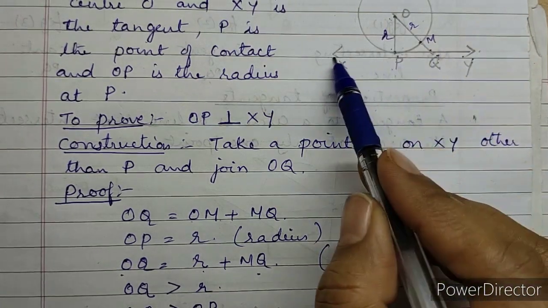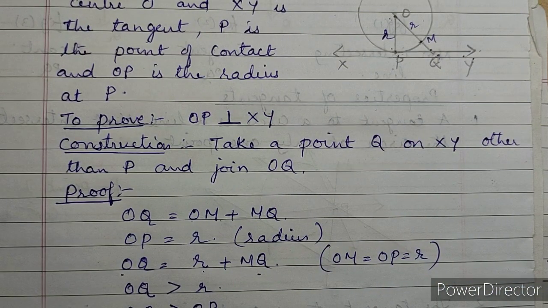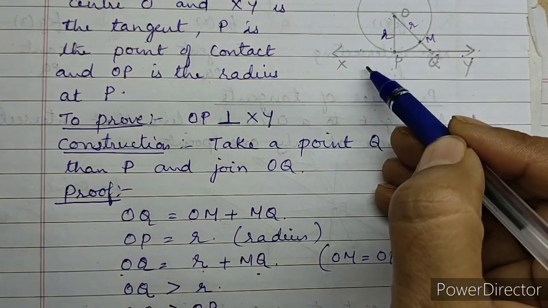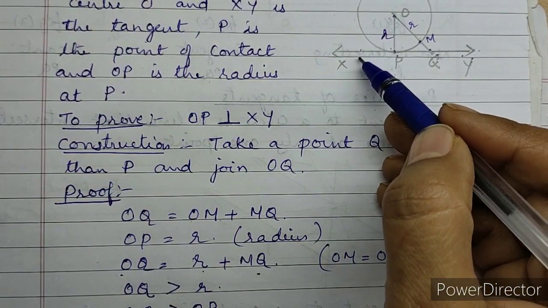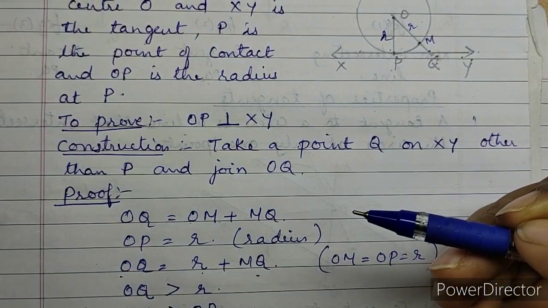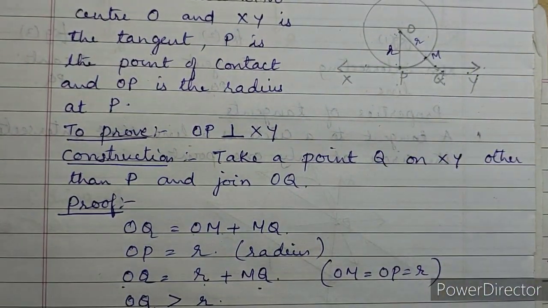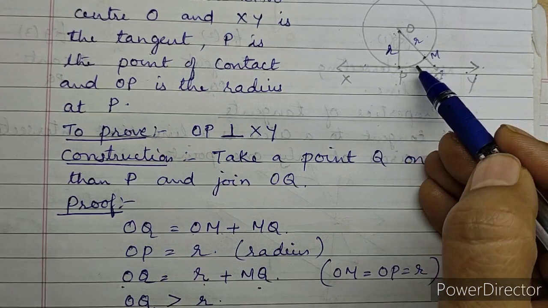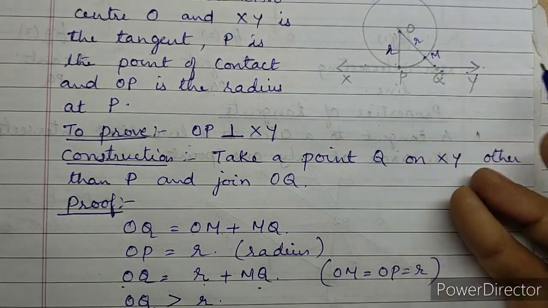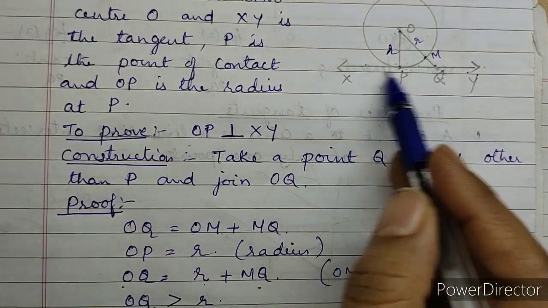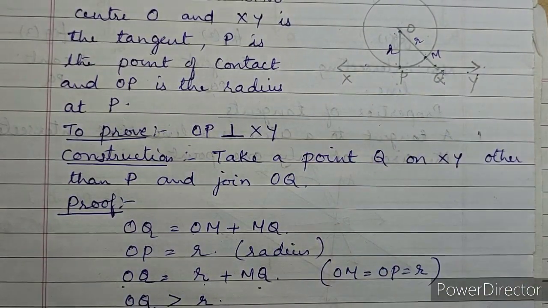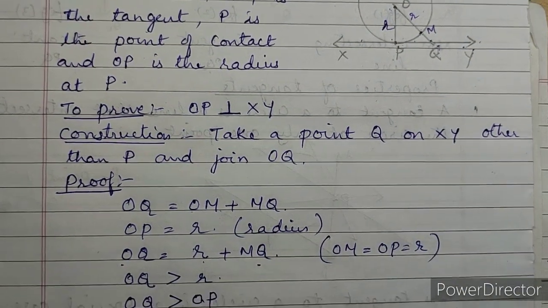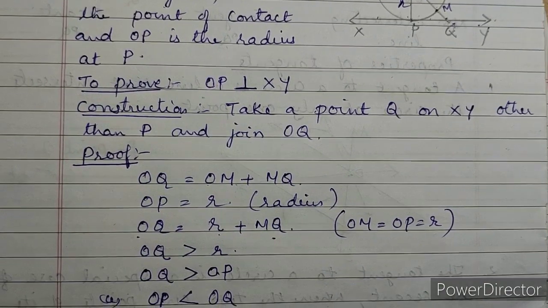So any point on XY if you take also, this is applicable. You take this side one point, you mark it as F. OF you take, OF also will be greater than OP. So there also OP is the smallest one. Here one point you take, that is also greater than R only. Here one point you take, that line also will be greater than R only. So any point on XY if you take also, this is applicable. And OP is the shortest distance we can say.